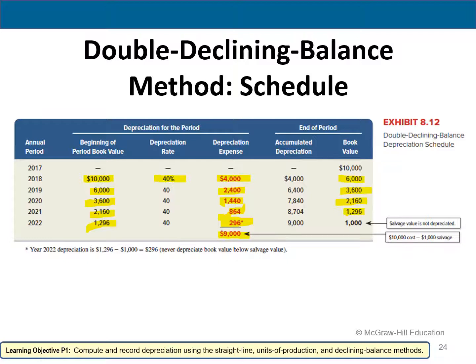So what happens is this number in the last year usually ends up being a plug. Your total depreciable cost less the sum of all of your previous periods' depreciation expense, whatever that answer is, that's the plug that gets put into the last year. Okay, because you can't depreciate beyond your cost less your salvage value.